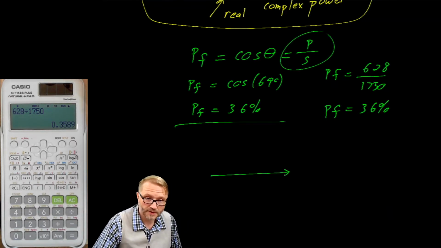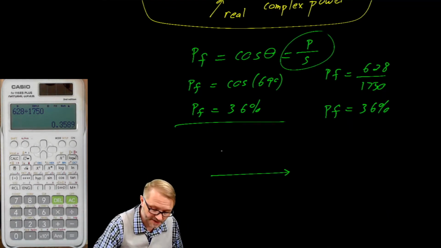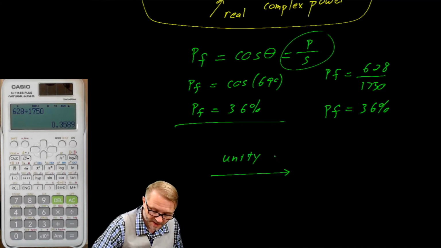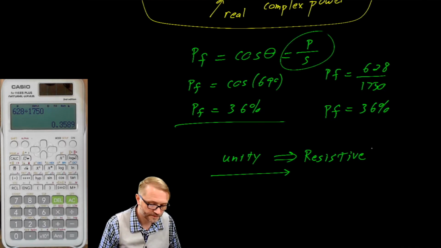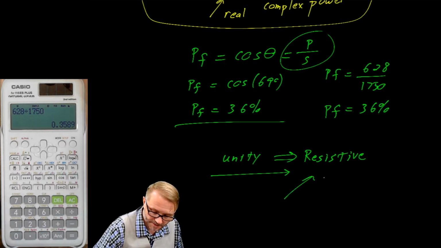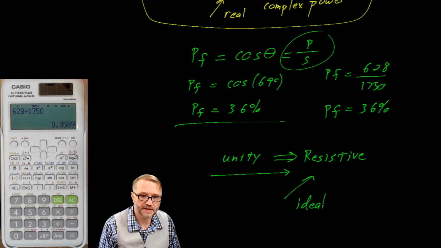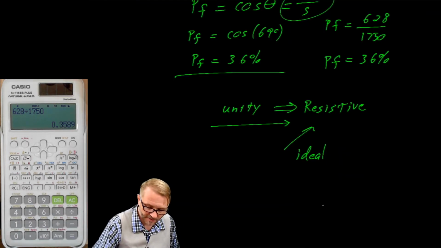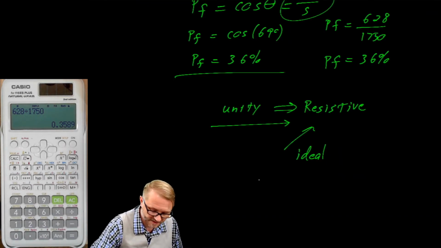Ideally, or in most situations, you want a power factor that's unity, which means that it's pure resistive. Again, that's in an ideal situation, which is very difficult to meet in the real world. So typically you'll have power factors on the order of, I don't know, about 80%.